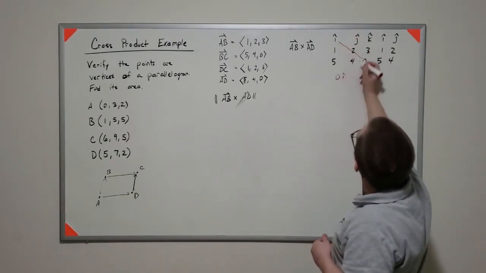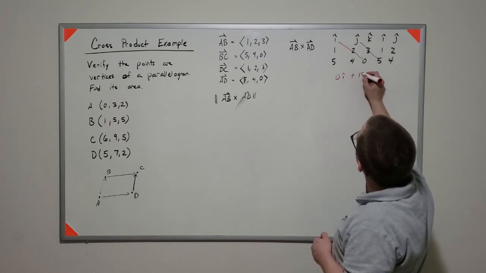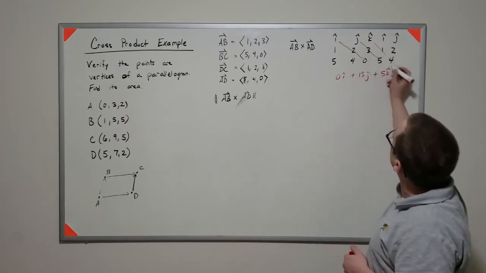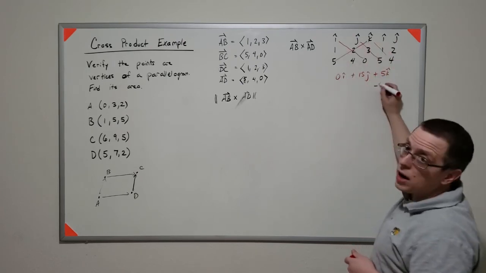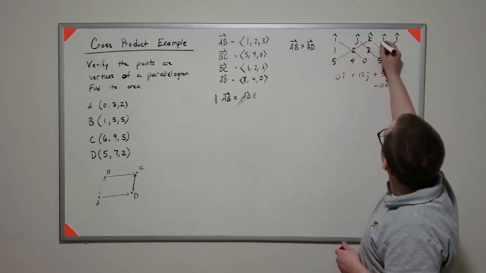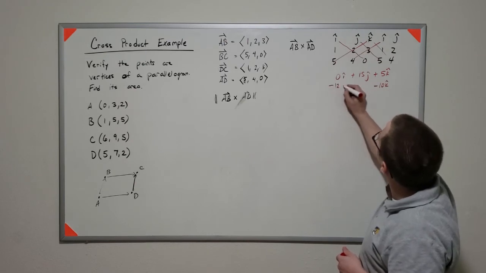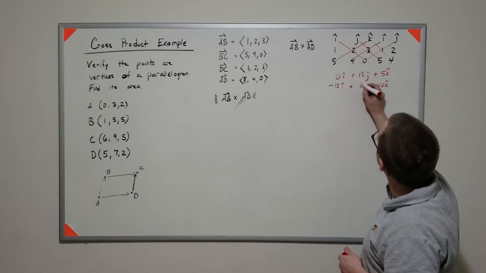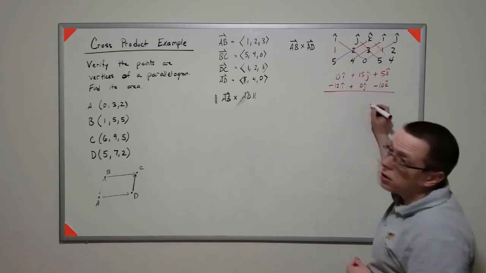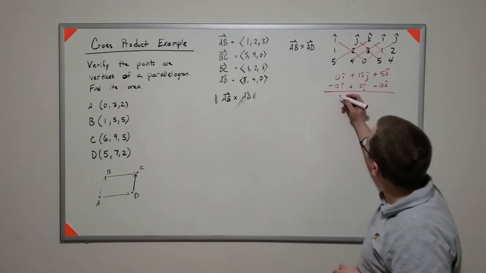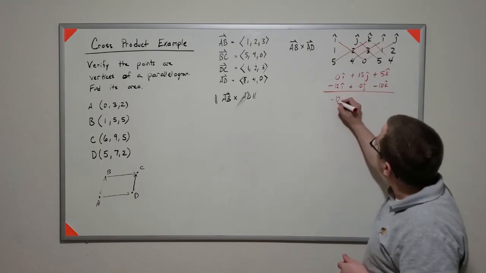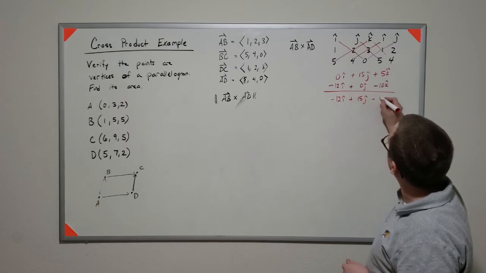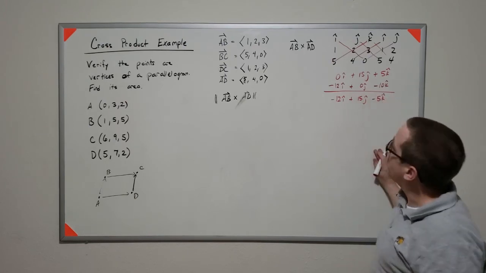So that's 0i plus 15j plus 5k minus 10k minus 12i plus 0j. So my cross product here is negative 12i plus 15j minus 5k.